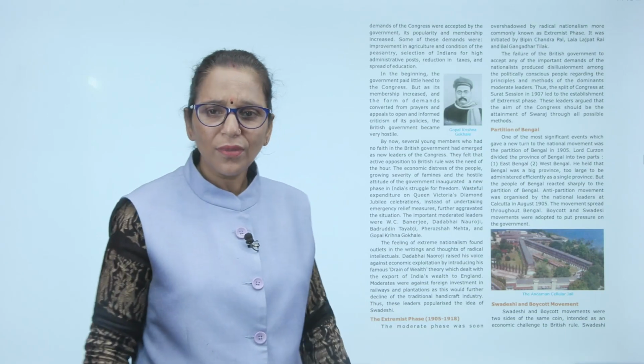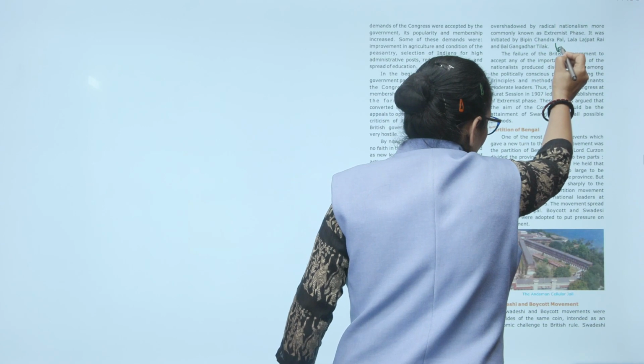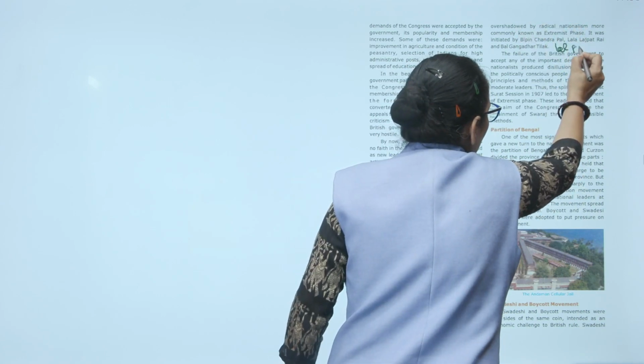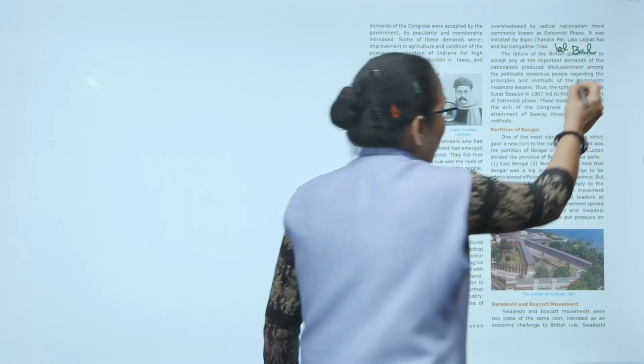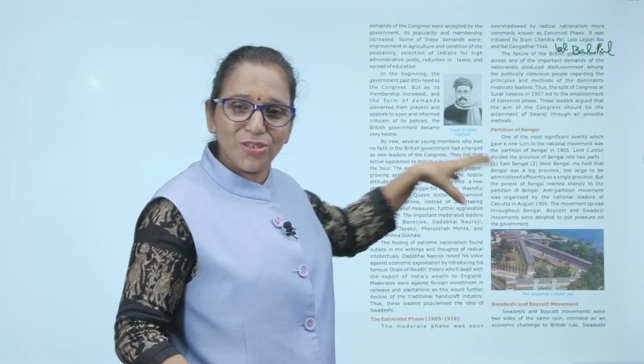The extremist phase started in 1905 and lasted until 1918. The moderate phase was soon overshadowed by the radical nationalists. Now comes Lal, Bal, Pal. You have to remember these names. L-A-L, Lal, then Bal, and after that Pal. Lal means Lala Lajpat Rai. Bal means Bal Gangadhar Tilak. And Pal is Bipin Chandra Pal. The triangle of Lal, Bal, Pal was the extremist phase, where they brought aggression and radical methods to pressurize the Britishers to follow their request and accept their plea.